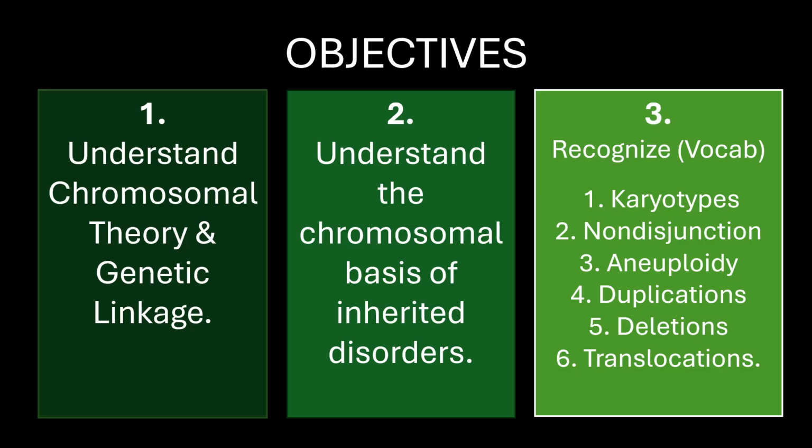Starting off with our objectives. Objective 1 is we want to be able to understand chromosomal theory and genetic linkage. Objective 2 is to be able to understand the chromosomal basis of inherited disorders. And number 3 is to recognize some vocabulary terms, including karyotypes, non-disjunction, aneuploidy, duplications, deletions, and translocations.